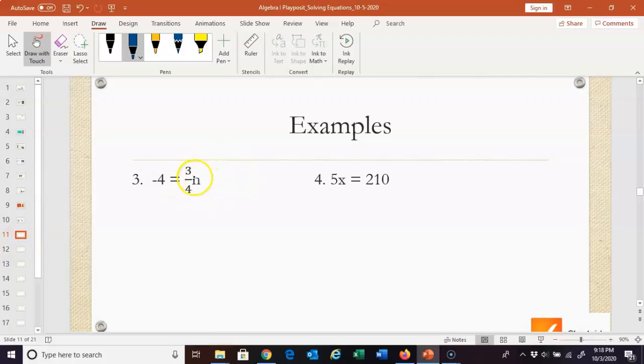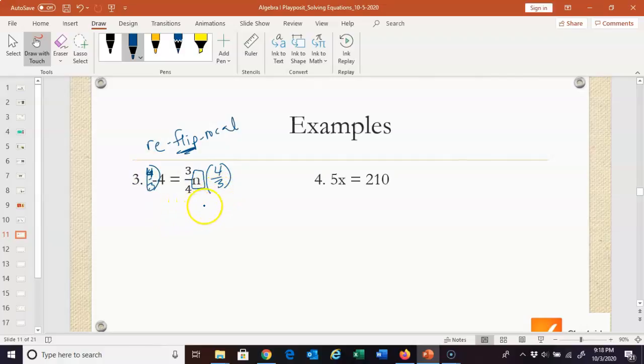All right, here's number 3. Here's our variable, here's the n. We're trying to get it all by itself. So we need to get rid of the 3/4. So here's that fraction. Remember, we said the inverse of a fraction is the reciprocal. So, like that student said, the "refliprical." So we're going to flip the fraction. So we're going to multiply both sides by the reciprocal, times 4/3. Remember, whatever you do to one side, you have to do it to the other.